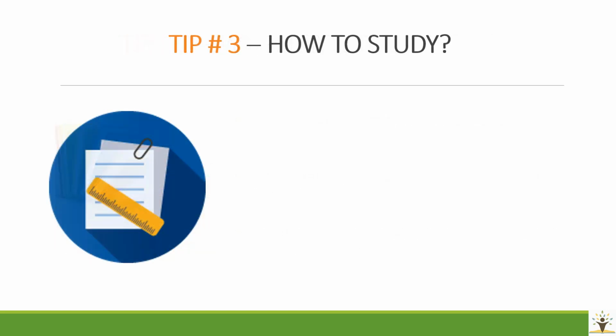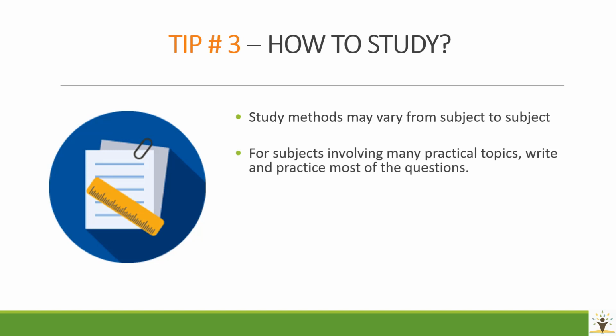The third tip is regarding how to study for the subject. This will differ for each subject and for each student. For example, in accounting, a student should actually solve as many questions as possible. It is very common for students to go through solved examples and illustrations and start feeling that they have mastered the topic. Unless you practice a lot of questions for all the topics, it becomes difficult to get the answers right during the examination.